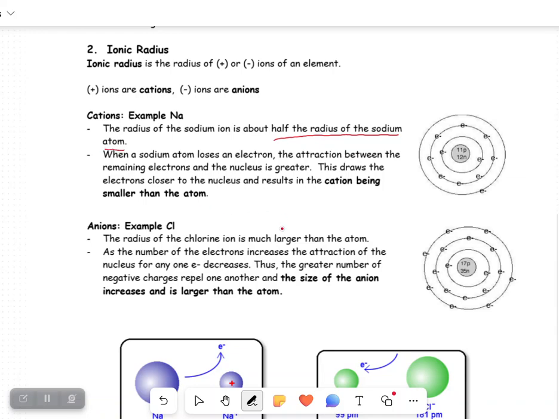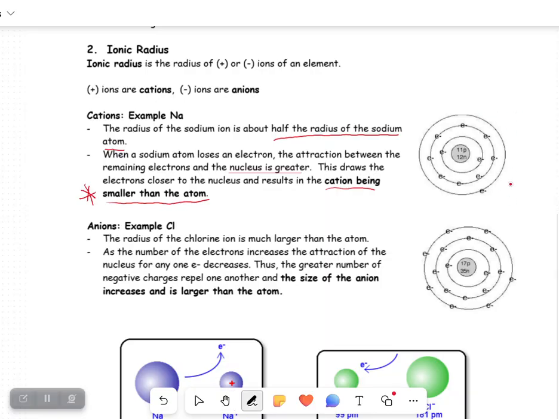Okay, well, why is that? When a sodium atom loses an electron, the attraction between the remaining electrons and the nucleus is greater. Okay, this draws the electrons closer to the nucleus and it results in a cation being smaller than the atom. All right, so that's your trend that you need to remember.